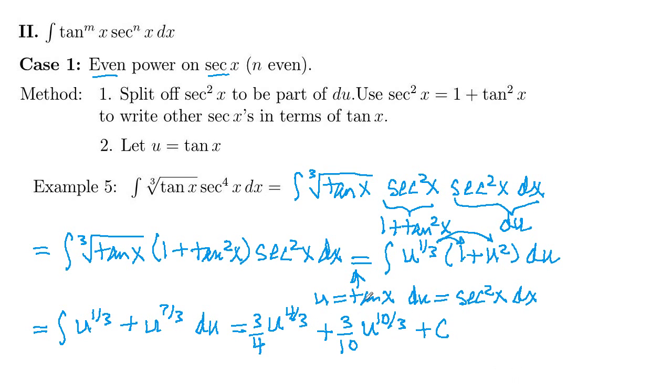Now we just have to plug back in our tan x for u. So this will be 3/4 tangent x to the 4/3 power, plus 3/10 tan x to the 10/3, and then plus our constant. And we got it.